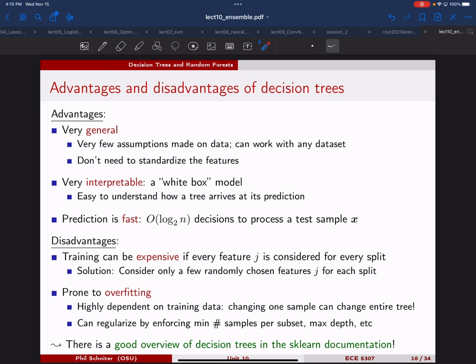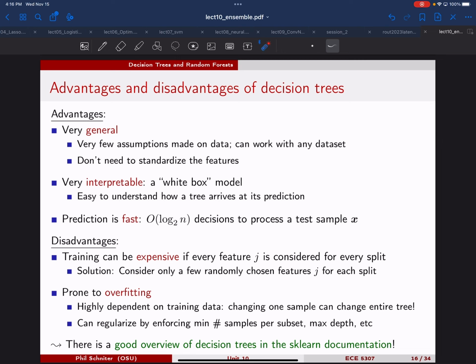Another issue with trees is, especially if you consider every feature at every split, they're prone to overfitting. Basically, with enough levels, you can perfectly categorize your training, right? You can essentially process your training so that there's only one sample in every leaf. At that point, you have a perfect prediction of your training, right?